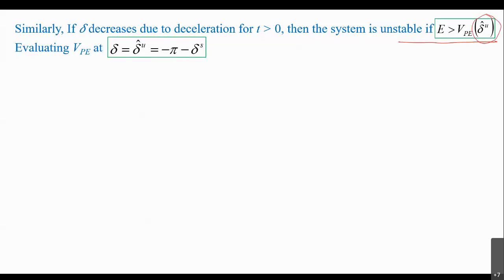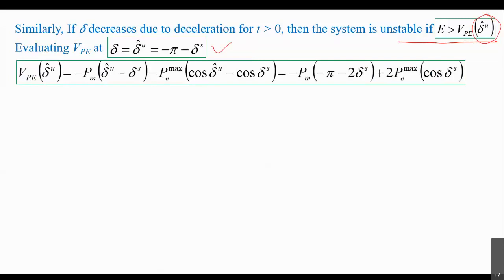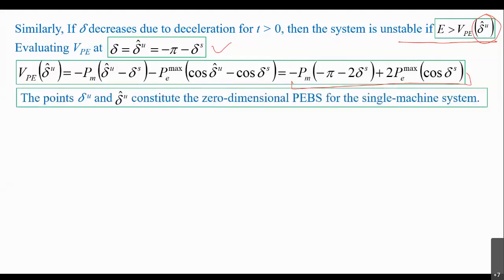So if your E is greater than this Vp delta U cap, then your system will become unstable. Then we can evaluate Vp at delta equal to delta U cap, that is Vp delta U cap, which is minus Pm minus pi minus 2 delta S plus 2 P max cos delta S. So then points U and delta U cap constitute the zero dimensional PEBS for single machine system.